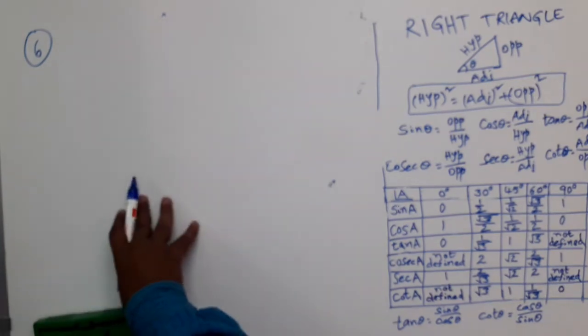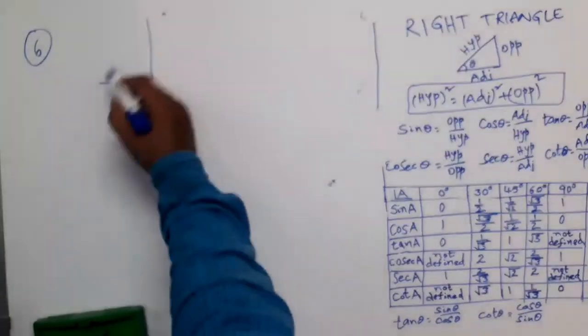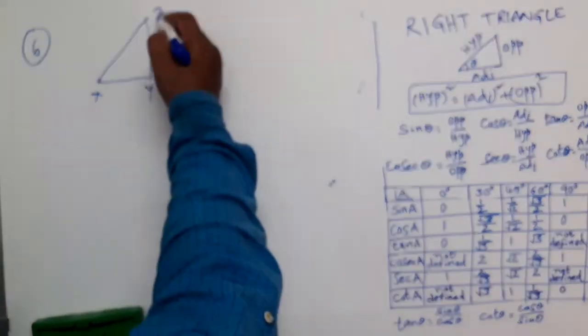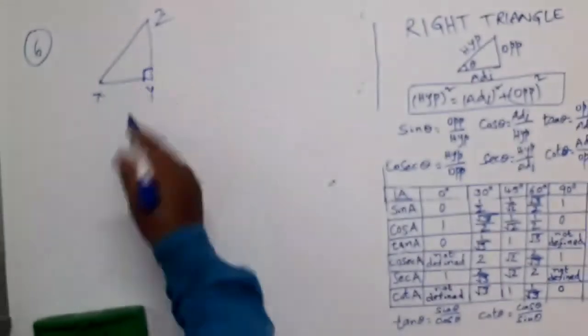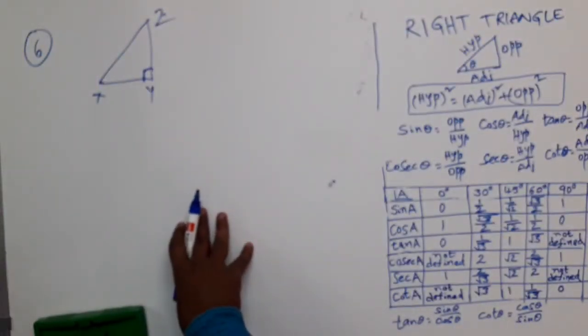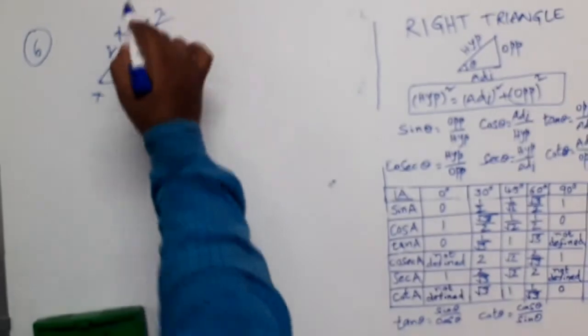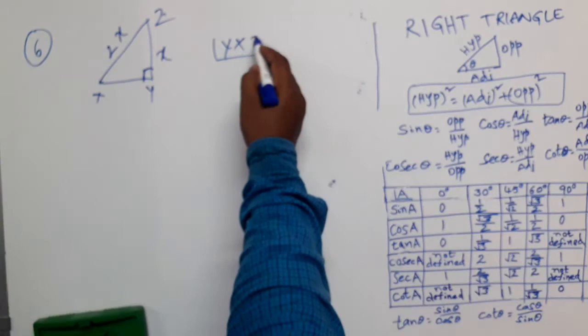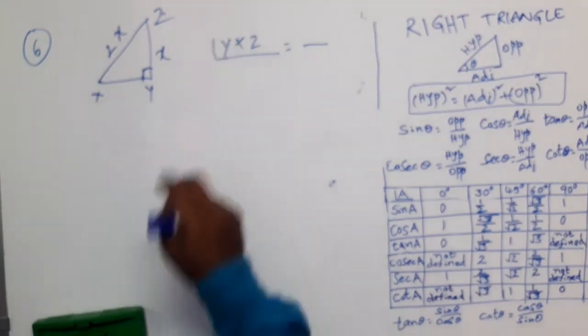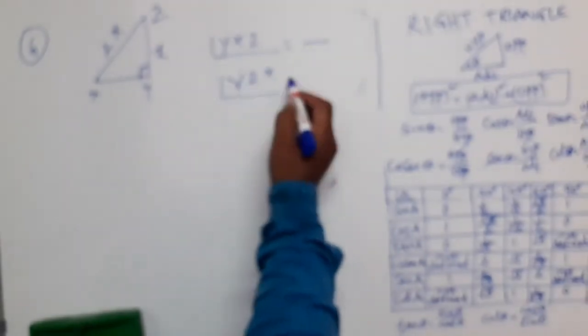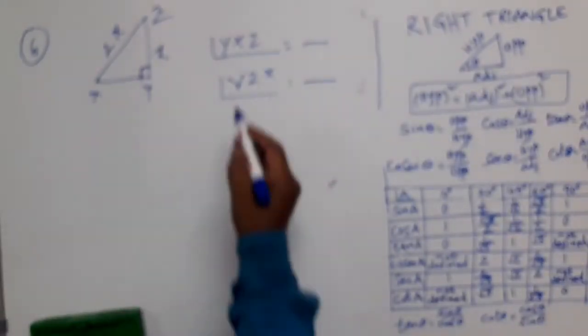In triangle XYZ, right angle is at Y. Let us say this is triangle XYZ, right angle is at Y. This is 90 degrees, right? YZ is X units. XZ is 2X. XZ is of course the hypotenuse here. This is 2X, that is given. Then determine angle YXZ and angle YZX. This is what you are supposed to find out.